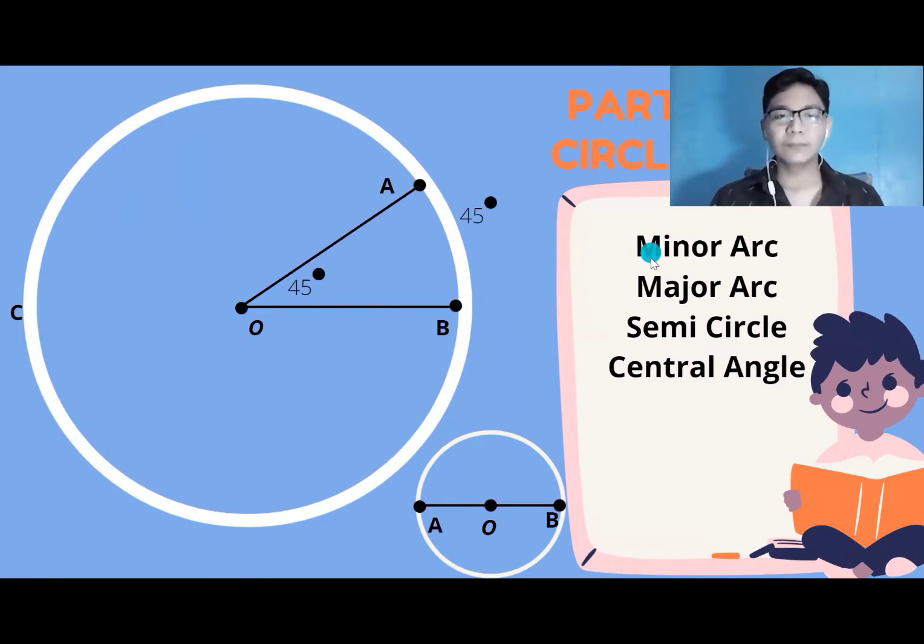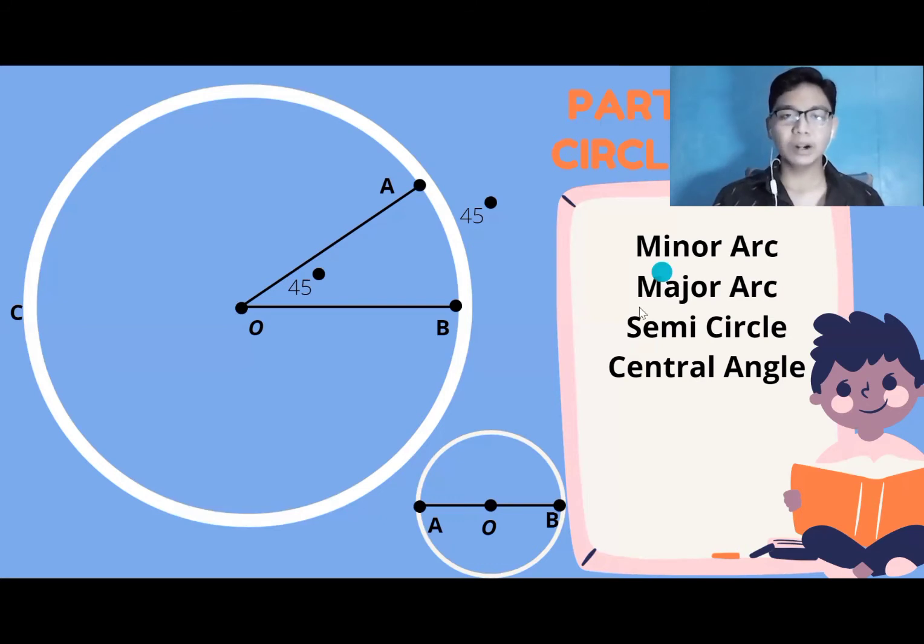The minor arc. This is A and B. As you can see, the points form an arc here, AB. So this is called arc AB. You should always remember that the value of the minor arc is always equivalent to its central angle. Hence, the reason why the central angle and arc AB are both the value of 45 degrees.